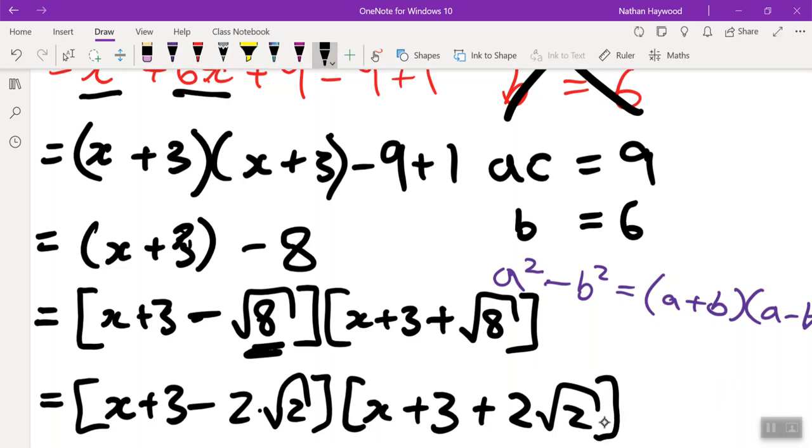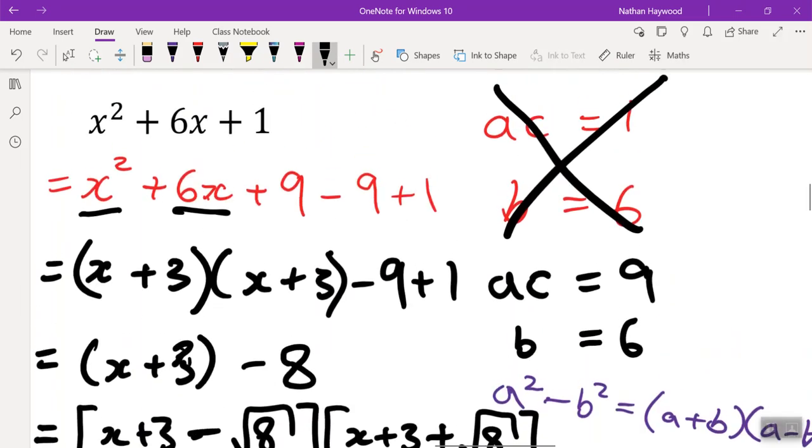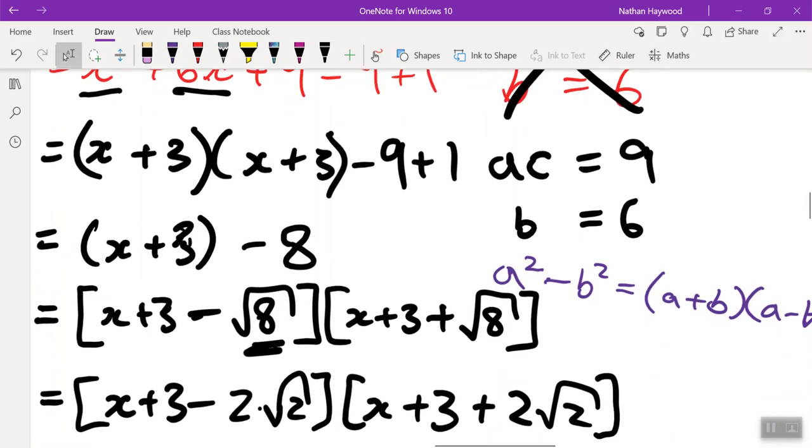So now we have factorized an equation that you would look at instantly and go, I can't factorize that because I don't know a number that multiplies to get to 1 and adds to get to 6. Okay? So this is a special case called completing the square.